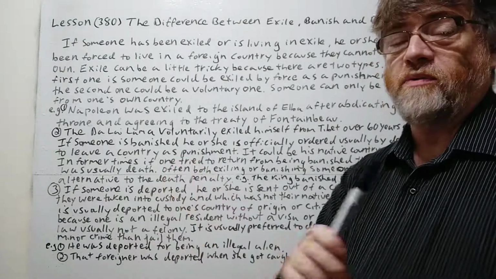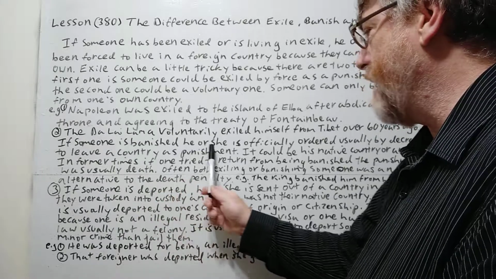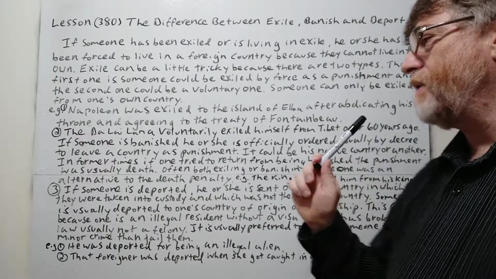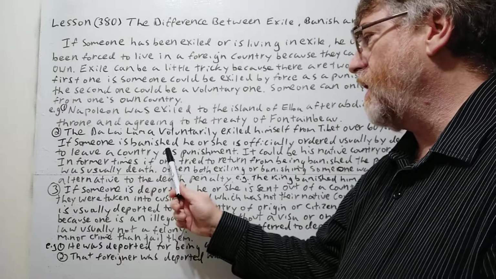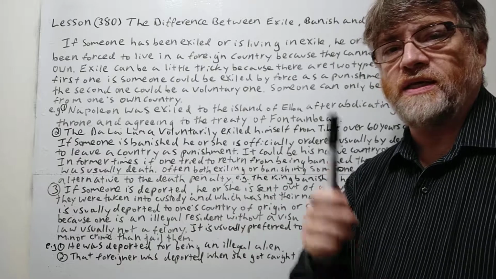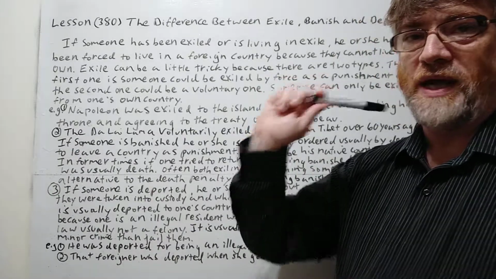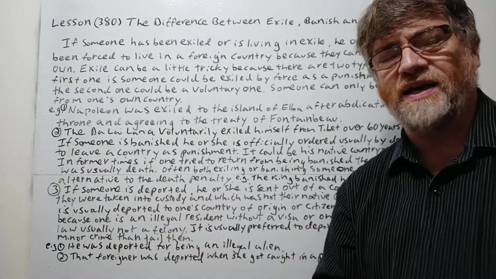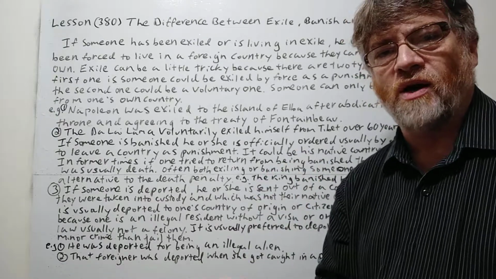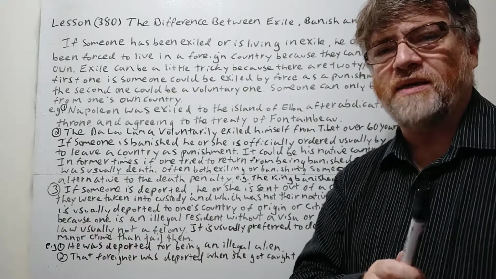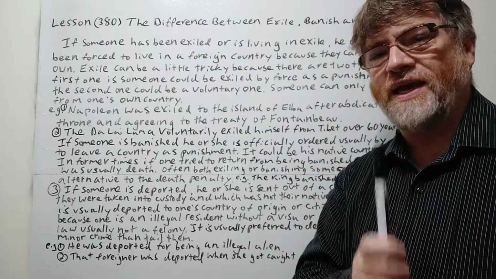All right, now the next one, we're up to banish now. So if someone is banished, he or she is officially ordered, usually by decree, to leave a country. So this one's never voluntary. Usually the government made a decision and told you to get out. I think banish, I hear it often in fairy tales or stories years ago when there was a king or an emperor. Again, it might be somebody who they didn't really want to kill.